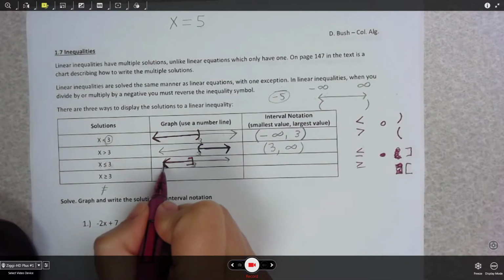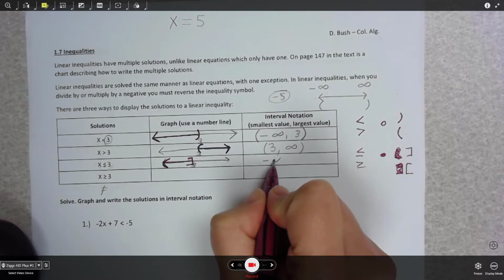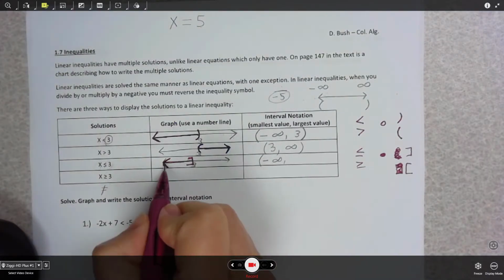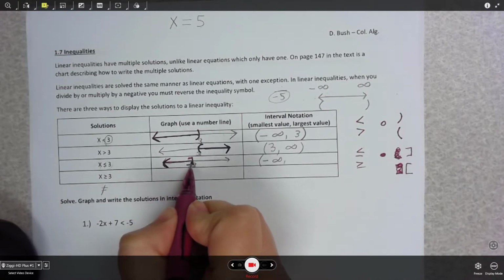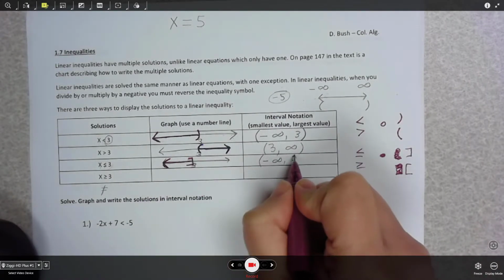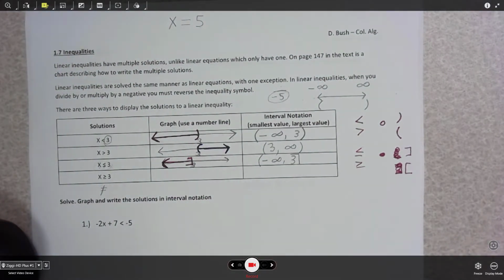Alright, so if I want to write it in interval notation, if I start on the left, the first thing I encounter that's shaded is negative infinity. Infinities always have a parenthesis. And then I follow my number line, and the last thing that's shaded is a 3. It has a bracket on it. I'm going to put a bracket on it in my interval notation.